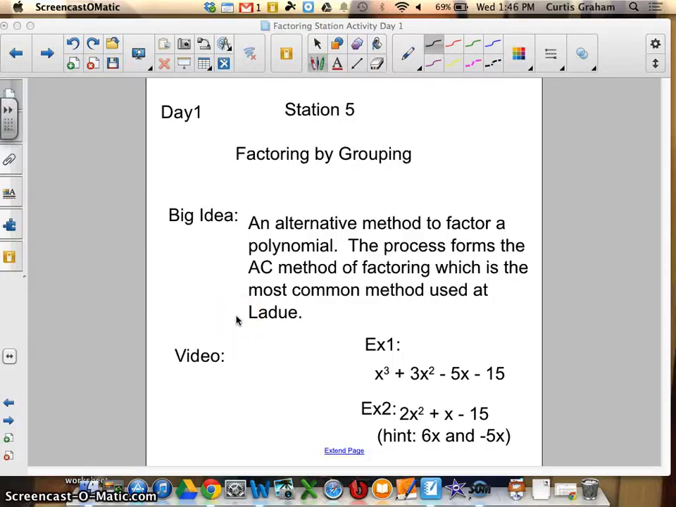Factoring by grouping. Factoring by grouping is an alternative way for you to factor a trinomial, and one of the preferred ways for a third degree polynomial. So how this method works. Also notice that this is the beginnings of the AC method of factoring, which we use quite a bit here at Ladue for trinomials that start with something besides 1. So let's go ahead and look at our first example.